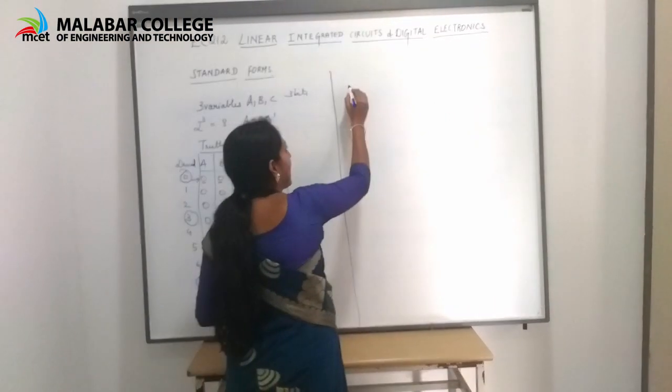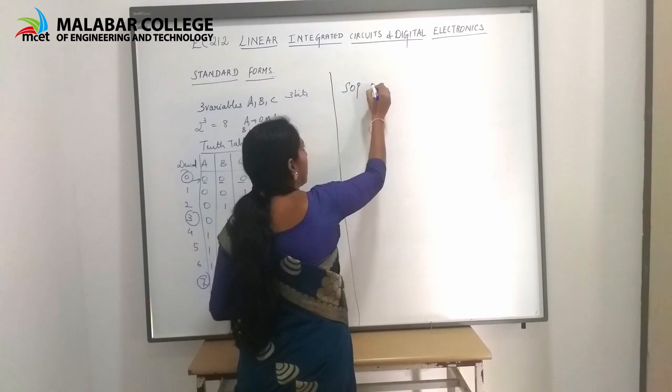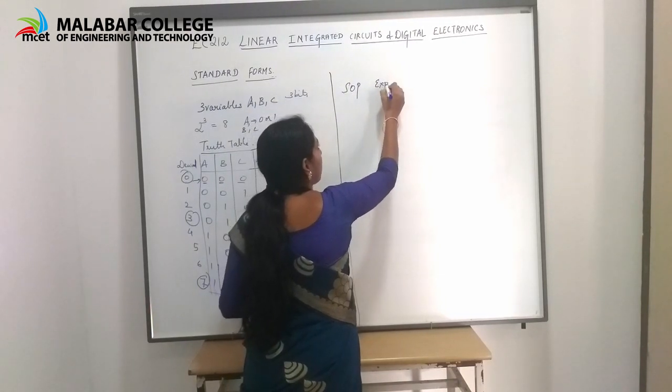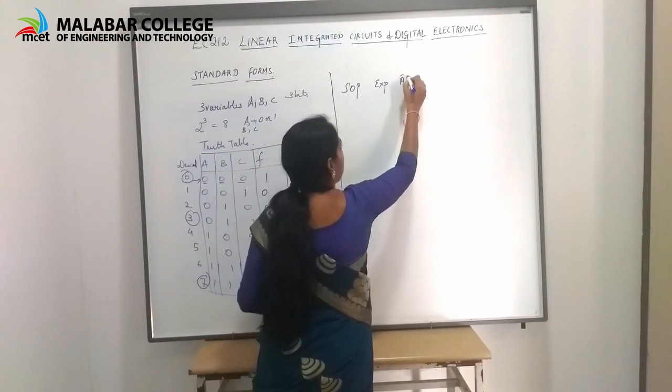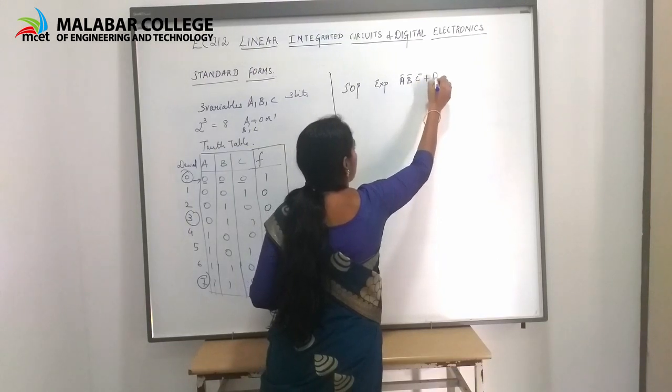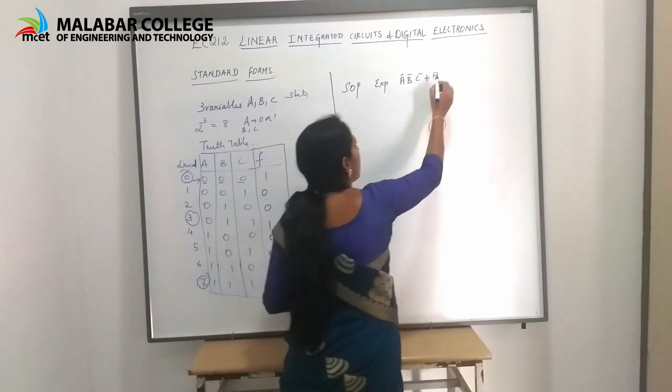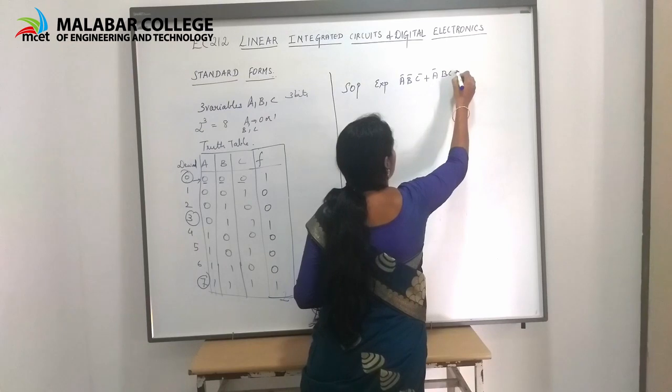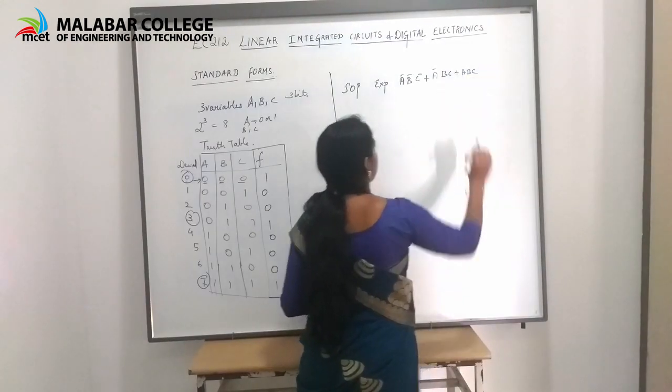So we have seen the SOP expression. How to write the expression for SOP? We have seen A bar, B bar, C bar plus A bar B C plus A B C, one of the SOP expressions. This is just an example.